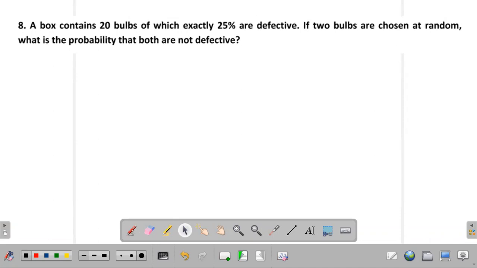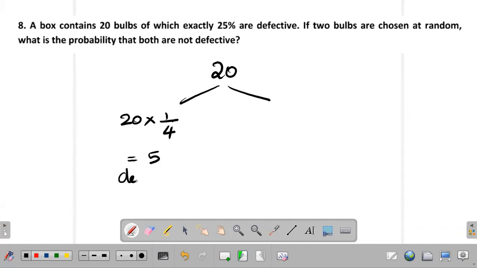A box contains 20 bulbs with exactly 1/4 (25%) of them defective. So totally you have got 20 bulbs. Out of these 20 bulbs, 1/4, 25%, is 20 into 1/4. How much? 5 of them are defective. And I can thus say that 20 minus 5, 15 of them, are in healthy condition.